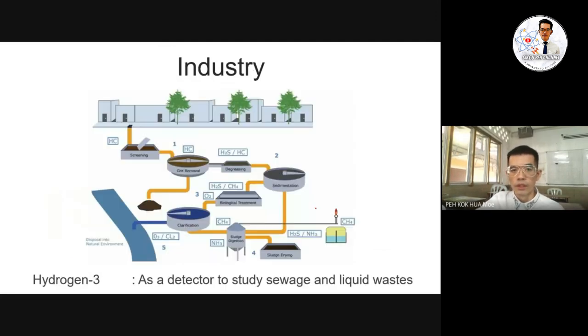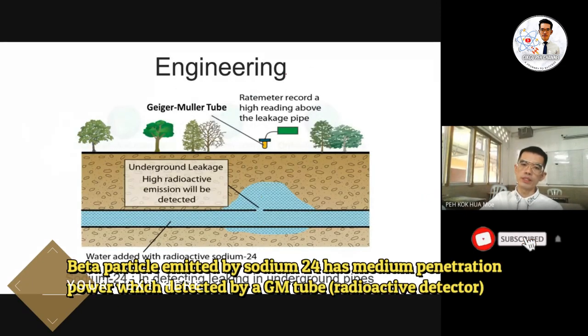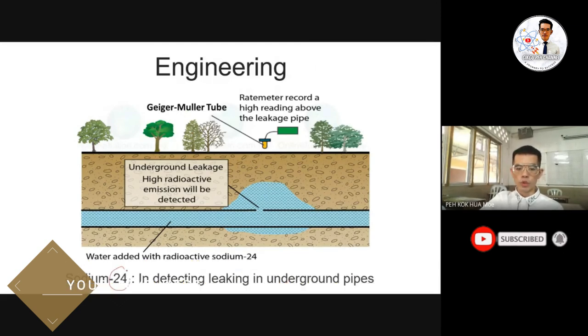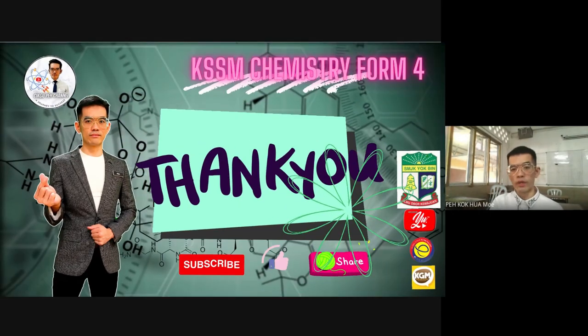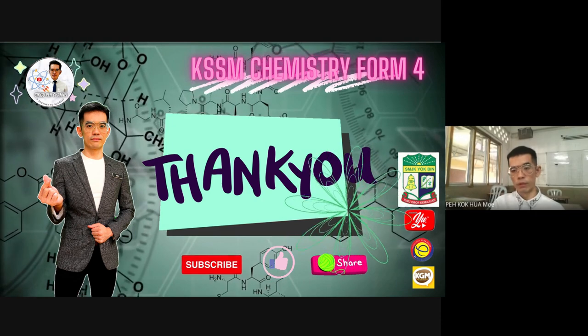In industry, we're using hydrogen-3 as a tracer to study sewage and liquid waste. In engineering, we're using sodium-24. Sodium-24 emits beta rays, which penetrate through the pipe, and we can detect the leakage without needing to dig out all the soil. We just need to know where the highest reading is, by using the GM tube. So we have finished all the subtopics in our Chapter 2.